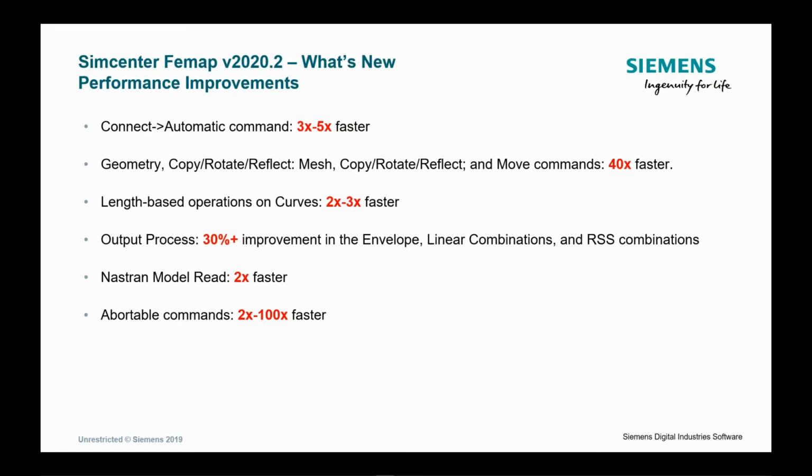Abortable commands are much faster, and creating single entities, for example, one rigid element, and you're selecting nodes, and you've got 6 million nodes visible, that can be a lot faster because they've updated the algorithms, so you can pick entities much faster. Overall, again, these upgrades are really for large models. So if you've got a small model, it may be faster, but it's probably not going to be noticeable just because the time to complete these operations is so small already.